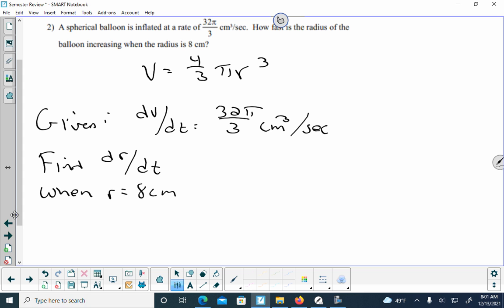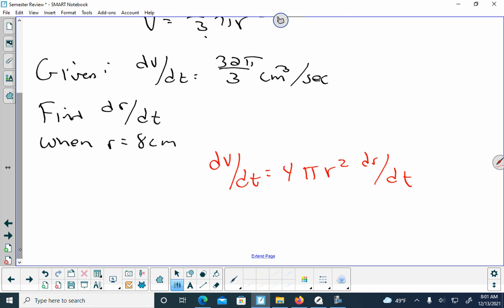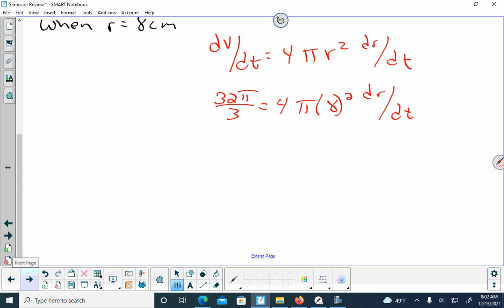So I'm going to go up here and I'm going to take the derivative. So dV/dt is equal to, that 3 times the 4/3 will be, 4 pi r squared dr/dt. So once I take the derivative, I'm going to substitute in what I know. So my dV/dt is that 32 pi over 3. I'm not putting the units in while I work. And then here's my 4 pi. My r is 8 centimeters squared, and I'm looking for my dr/dt. So this will be 32 pi over 3 is equal to, that's 64 times 4, so 256 pi dr/dt.